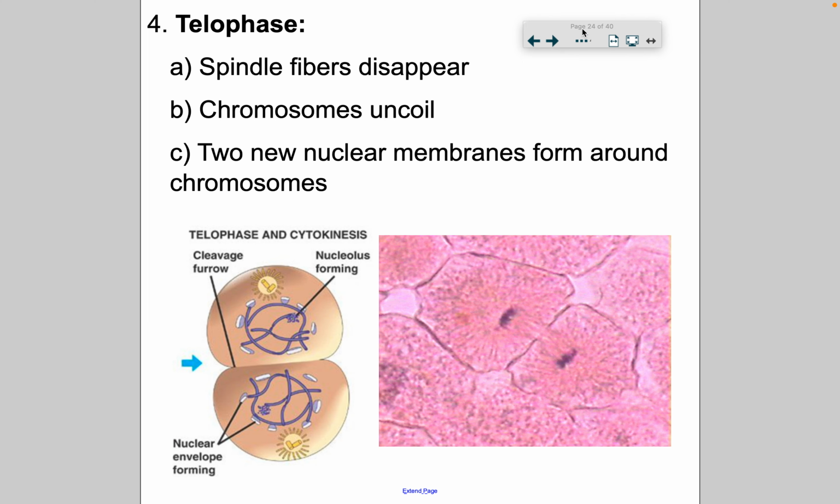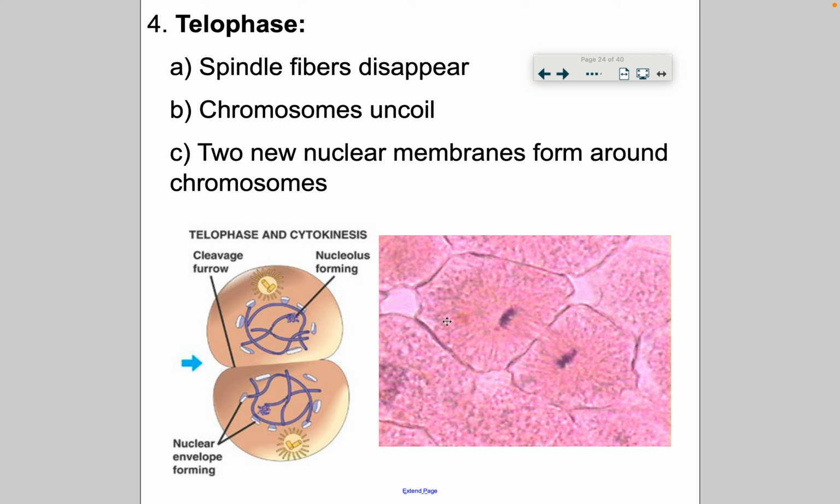After anaphase, we have telophase, and this is the final step of mitosis. Our spindle fibers are going to disappear, for example, back to the centrioles. Our chromosomes are going to go from X's or single-stranded to spaghetti again. And then another thing, two new nuclear membranes form around the chromosomes. So telophase, I think of two new nuclear membranes forming.